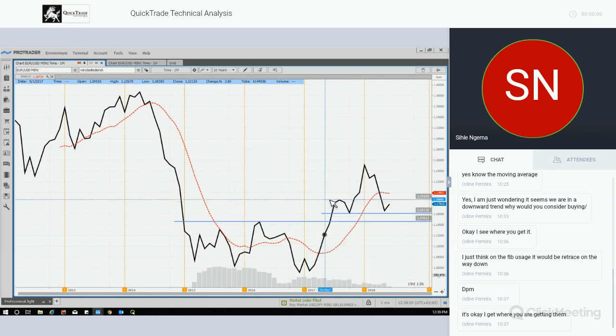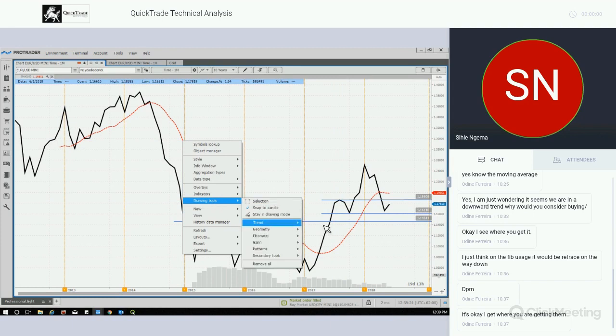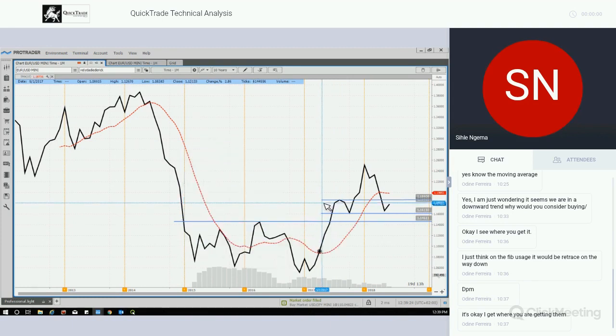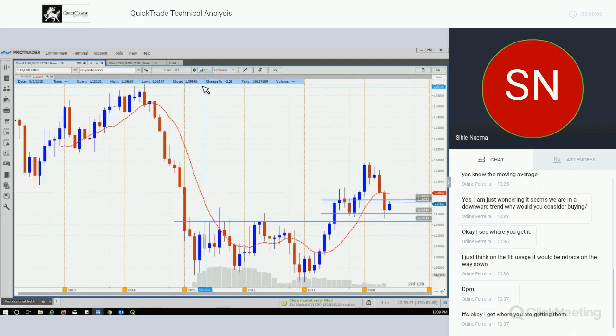And we have some overhead resistance here. These are our overhead resistance. We're supposed to be drawing another one here. Everywhere on your chart where you see a dot, you must know that that area is a turning point. You can just put a horizontal line there if you are not using a dotted line chart.